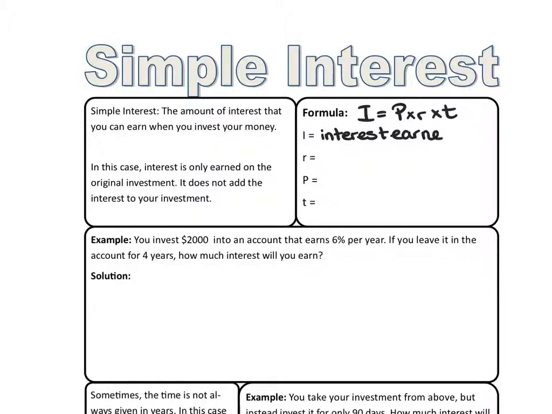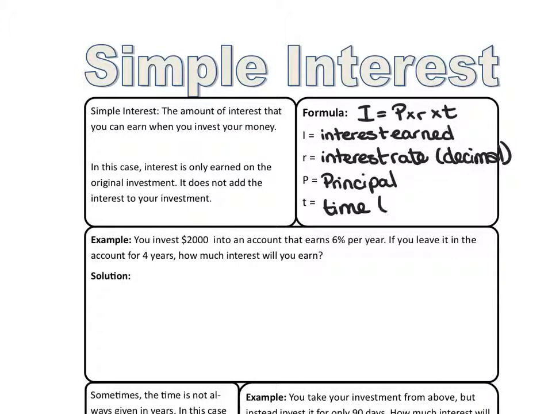P is your principal, which is kind of just a fancy word to mean your investment. So whatever you invested is also called your principal. R is your interest rate. Now, what's special about this one is you are going to need to put it into decimal form to use it. So if it's in a percent, just change it into a decimal by dividing by 100. And last is T, and it is time. And in our case, it will always be in years. And if it's not, I'm going to show you how to change that after.